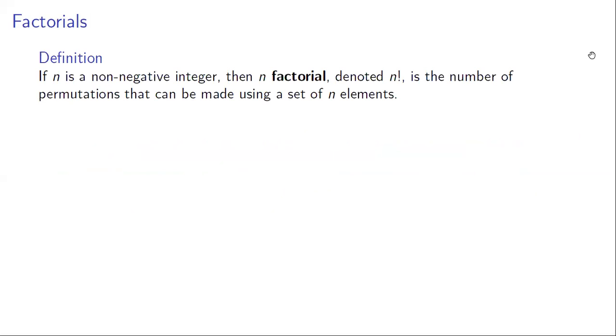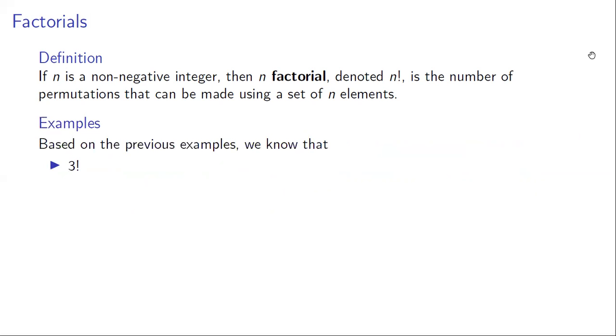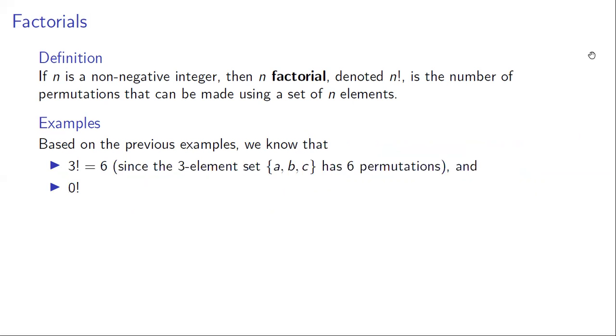Now we have this related idea of factorials. If n is a non-negative integer, then we say that n factorial, which we denote like this, is the number of permutations that can be made using a set of n elements. So for example, based on the previous examples, we know that 3 factorial is 6, since the 3-element set ABC has 6 permutations, as we saw. So 3 factorial, meaning the number of permutations that can be made from a set of 3 elements, is 6.